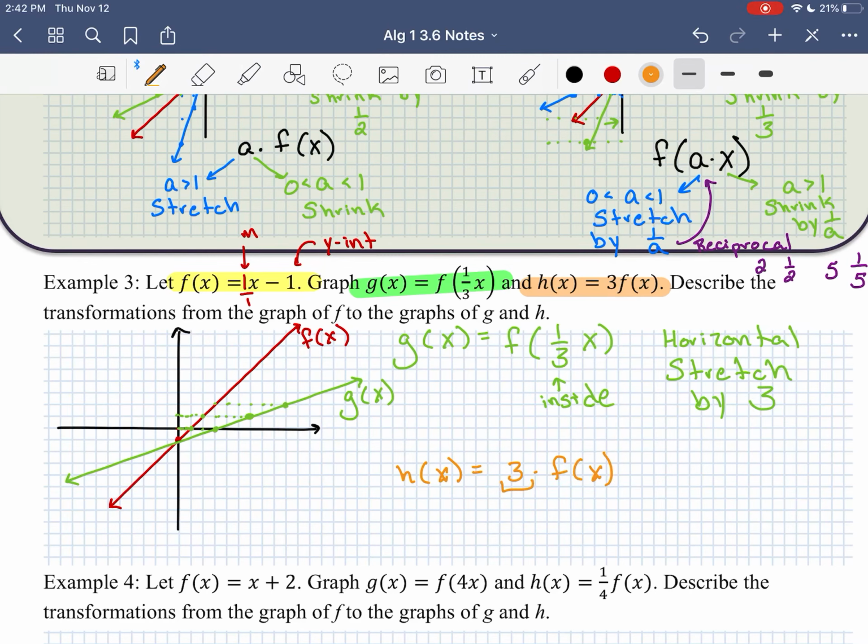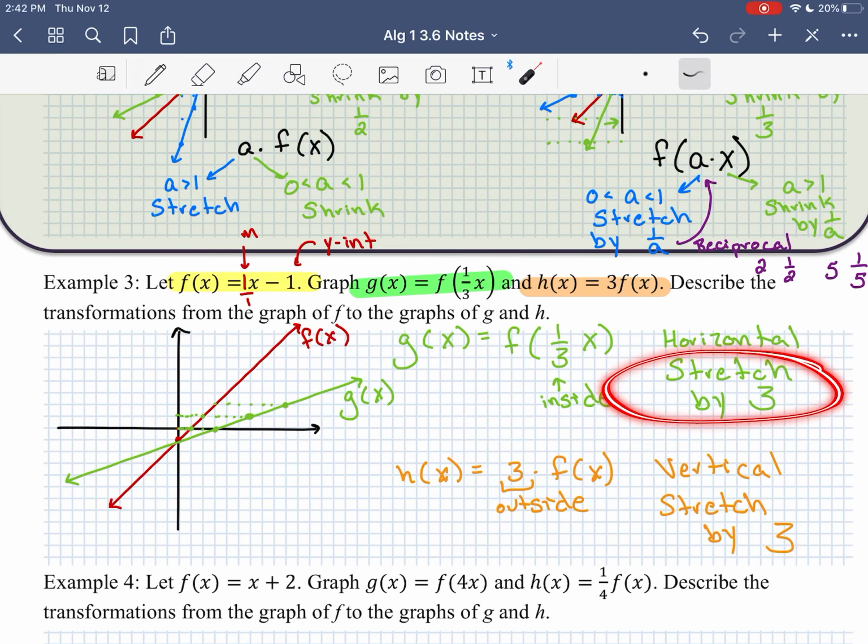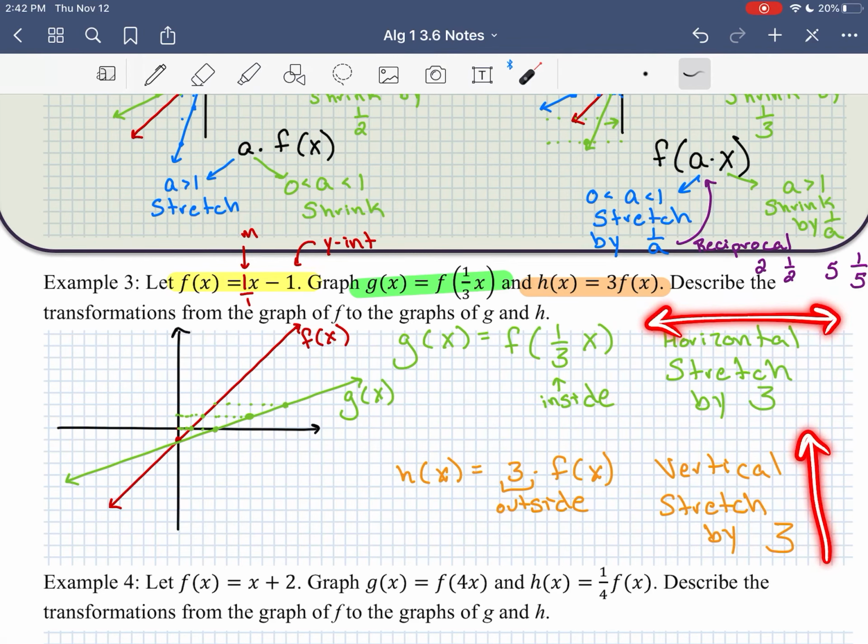So this 3 is outside, out front of the function, so that tells me it's going to be vertical. Vertical works how you think it is, so since it's bigger than 1, that's a bigger number, it's going to be a vertical stretch by 3. So hey, it's still a stretch by 3, just like our last one. These were both stretches by 3. But this one's stretched this way. This one I'm now stretching up and down. So this one needs a stretch up and down.